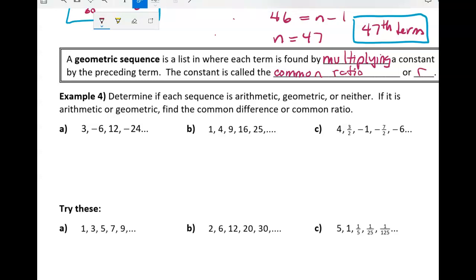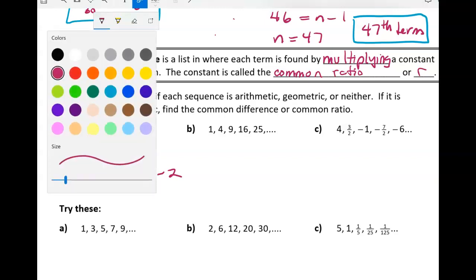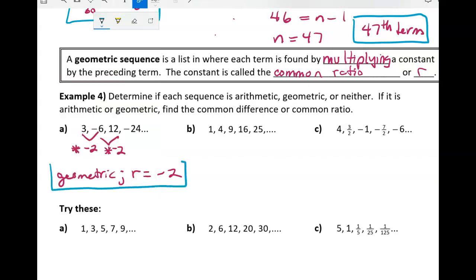All right, so in 4, we're determining if each sequence is arithmetic, geometric, or neither of those. If it's arithmetic or geometric, finding the common difference or the common ratio. So what we can see in A is this is not an adding pattern. This is actually a multiplying pattern where we multiply each term by -2 to get the next term. And so this is a geometric sequence with an r equal to -2. When you have a negative r value, your terms will oscillate back and forth between positive and negative.